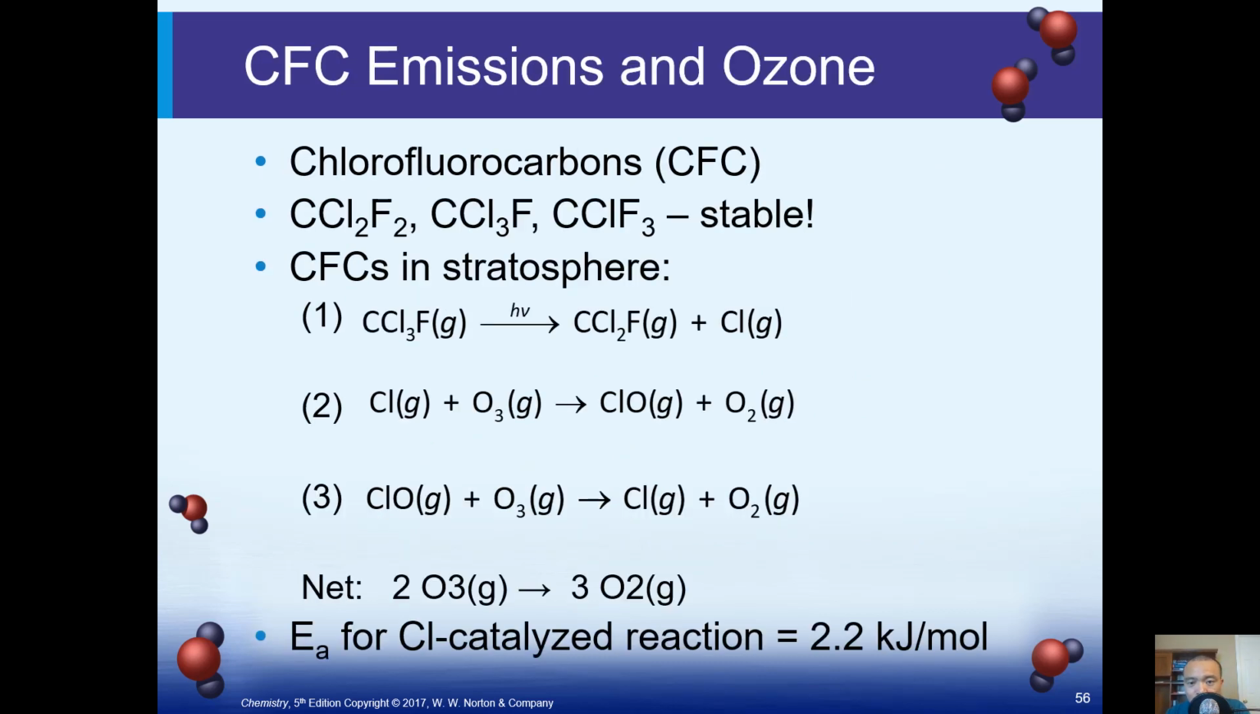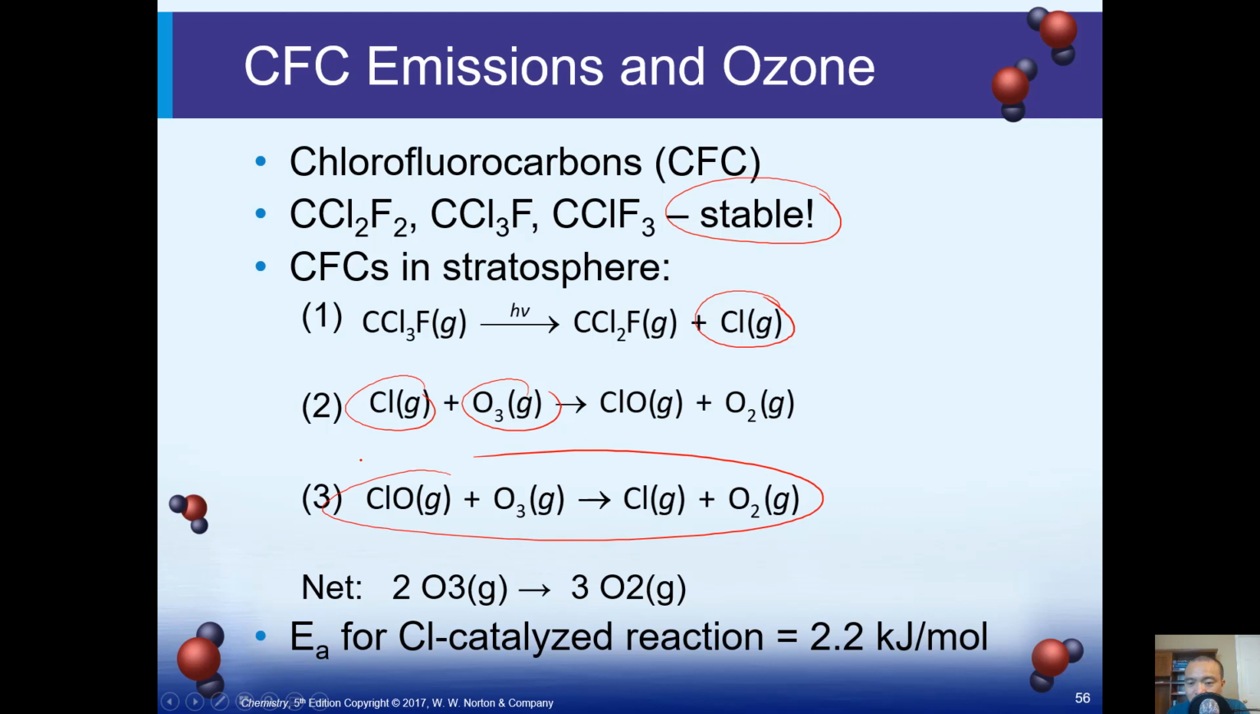How do CFCs contribute to the destruction of the ozone layer? These compounds are volatile and extremely stable and remain in the atmosphere for long periods of time so that they ultimately can disperse up into the stratosphere. In the stratosphere, these compounds encounter UV radiation of sufficient energy to cause decomposition and produce chlorine atoms. These chlorine atoms then interact with ozone in a two-step mechanism, step 2 and step 3, and thus cause the destruction of the ozone layer.